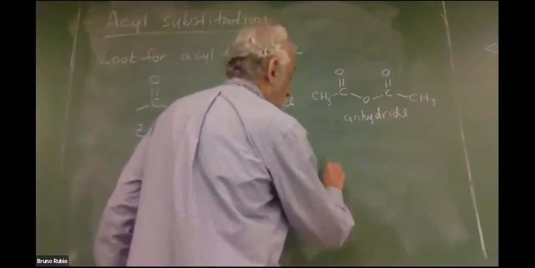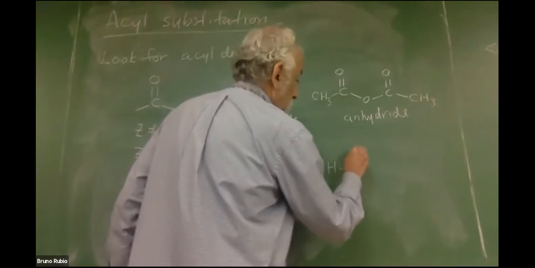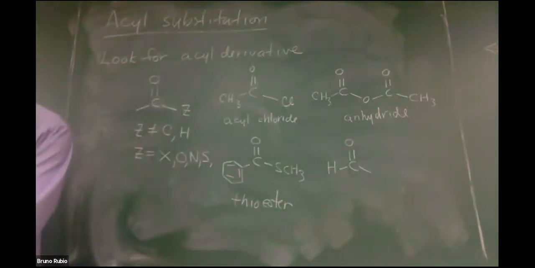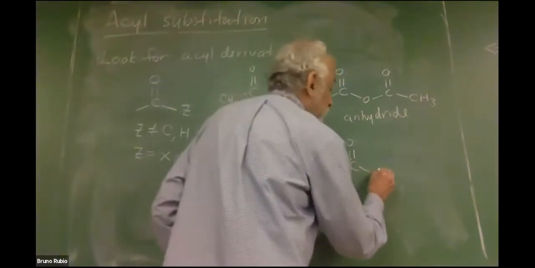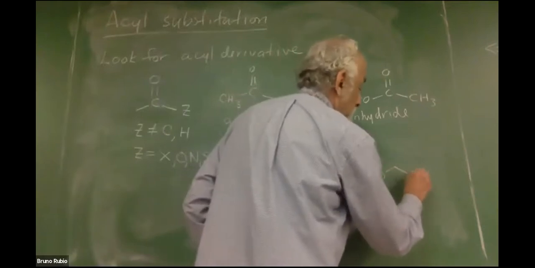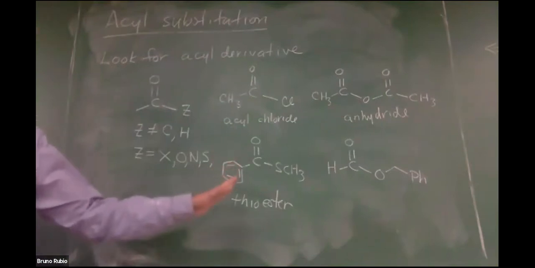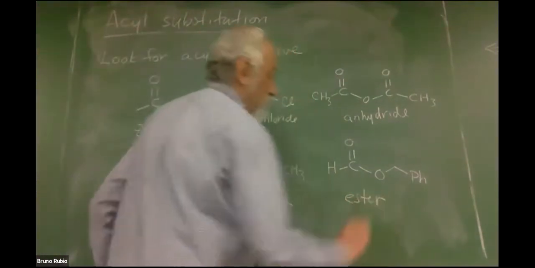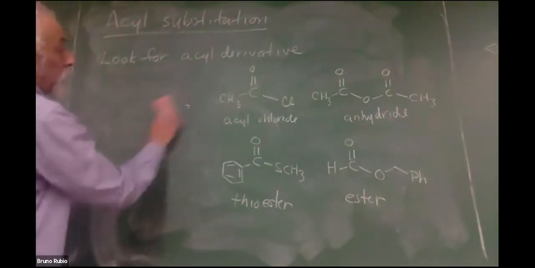All right, so what about the regular ester? See, there's a carbonyl carbon. It's bonded to hydrogen on one side. But on the other side, I'm going to bond it to something that is not carbon and not hydrogen. I'm going to tie it up with an oxygen atom. This is an ester. This is an acyl derivative. Okay, so that's an ester.